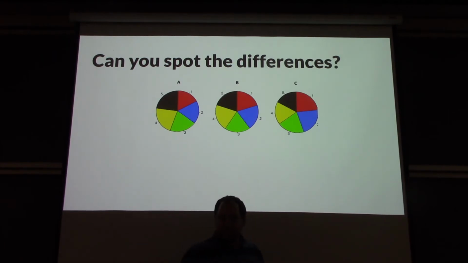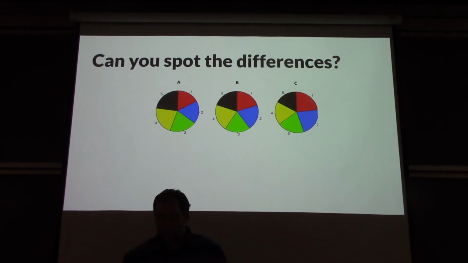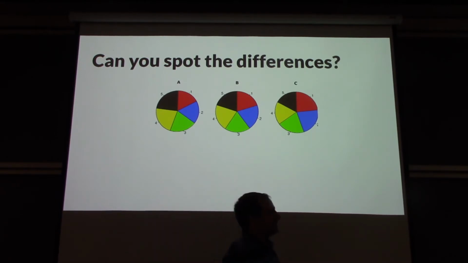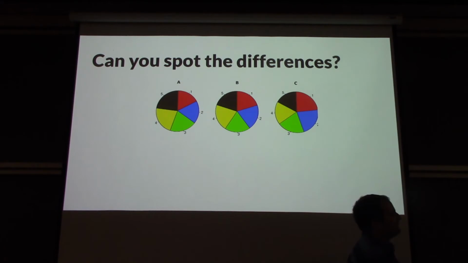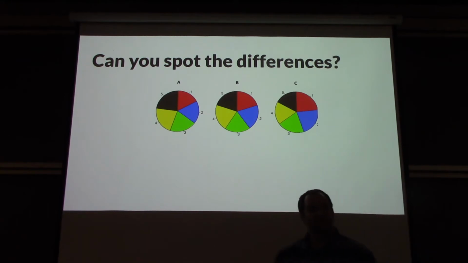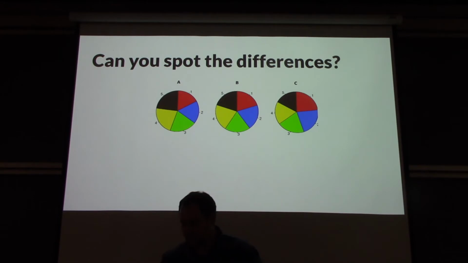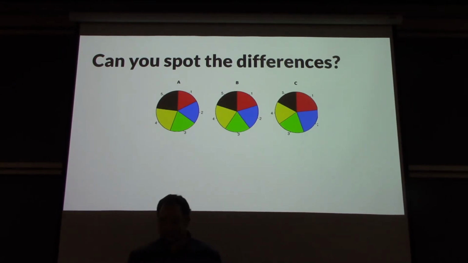So here are 3 different pie charts. Can you look at this a little bit and try to spot the differences between these segments in A, B, and C? Can anybody see any trends? The brown one is reducing over time. So from A to C, yes, the brown section is reducing. The red one is increasing, yes. It looks like it. Did you have a comment?